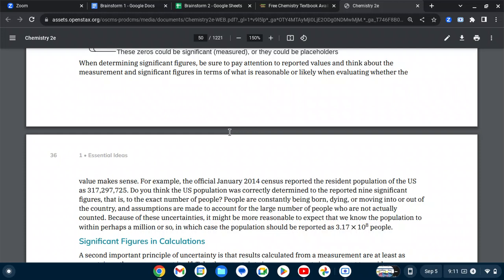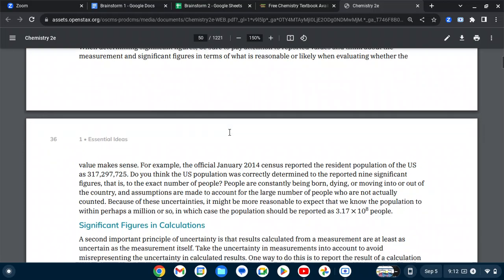People are constantly being born, dying, or moving into and out of the country, and assumptions are made to account for the large number of people who are not actually counted. Because of these uncertainties, it might be more reasonable to expect that we know the population to within perhaps a million or so, in which case the population should be reported as 3.17 times 10 to the 8 people.